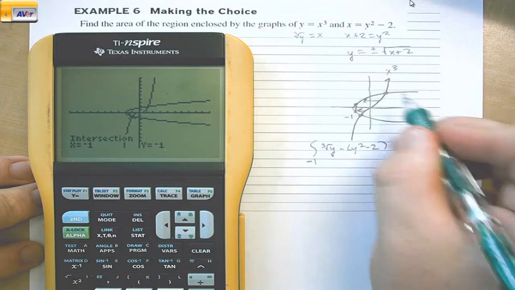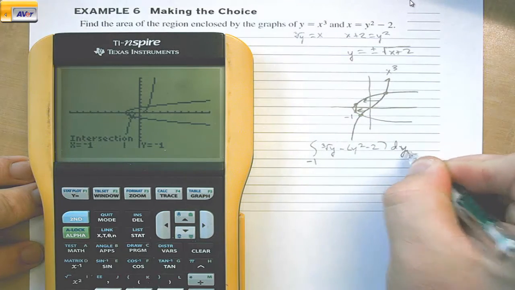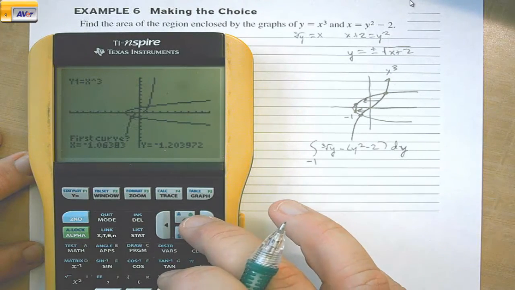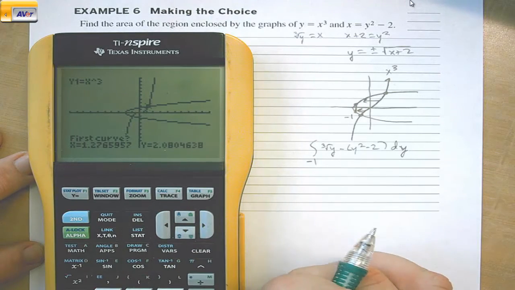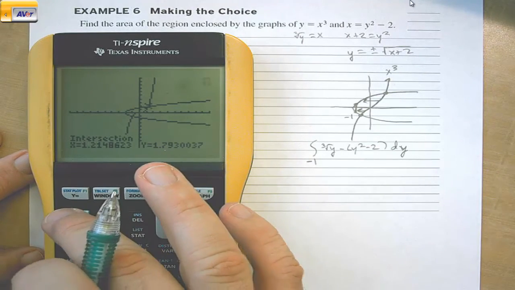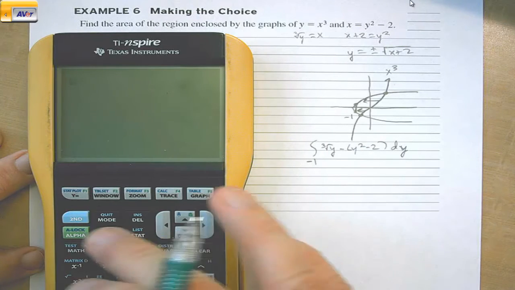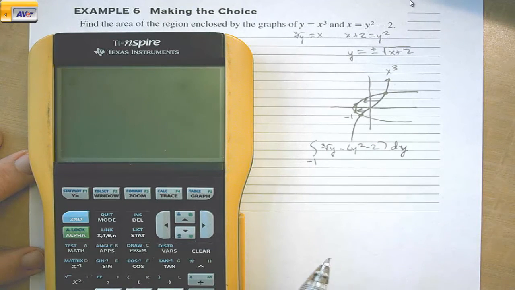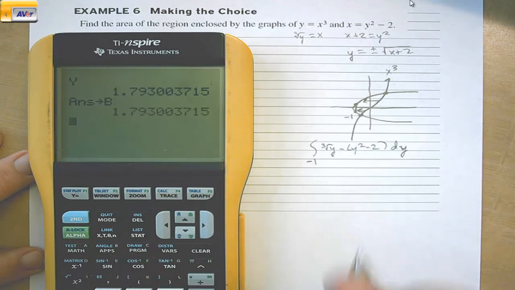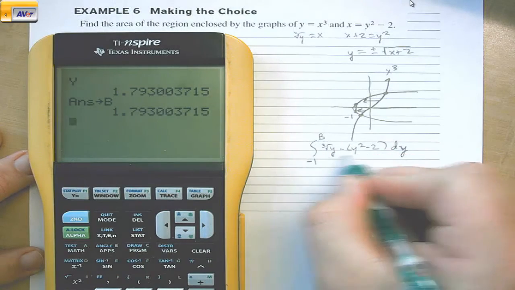We need this y value up here, again, because we're integrating with respect to y. So let's go calculate intersection, and we can arrow over, enter, and then one more time, and we find out the y value is 1.793037. So let's quit out of here. Let's get y up on the screen here, and we're going to go, I got to find y. So alpha y, and there's the value that was stored in there, and let's store that into, we could use y, but how about we store that into b? So we're integrating from -1 to b of this function right here.